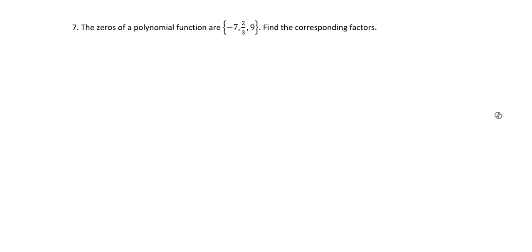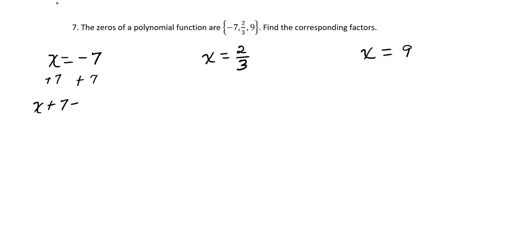In this problem, I'm given 3 zeros of a function, and I'm asked to find the corresponding factors. So I'm going to start off by writing x equals and then my 0. And I'm going to try to get everything to one side of the equal sign. So on this first part, I'm going to add 7 to both sides of the equal sign. So I have x plus 7 equals 0.